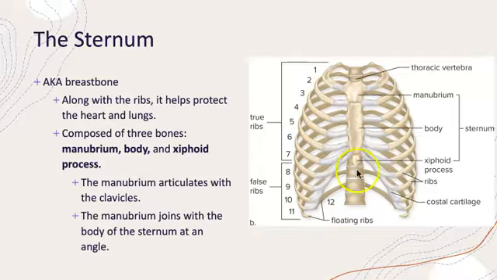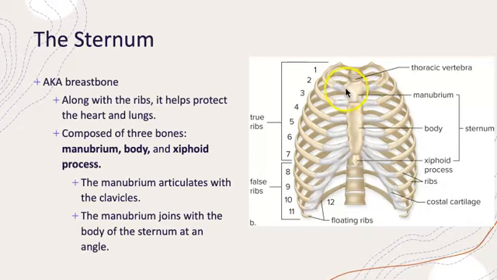So let's talk about the sternum itself. This is known as our breastbone, and we can see that the costal cartilages and the ribs are going to work with the sternum in order to protect our heart and lungs. We have 3 different parts of the sternum. We have our manubrium, which is what we call the handle of the sword. They kind of named this looking like a sword here.